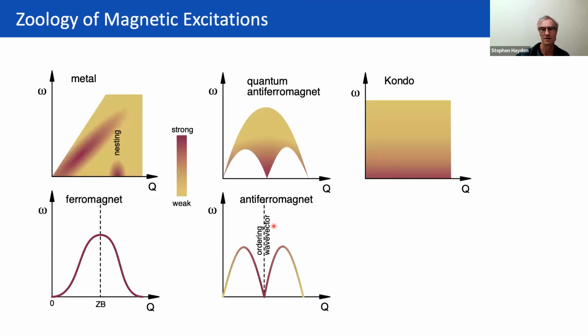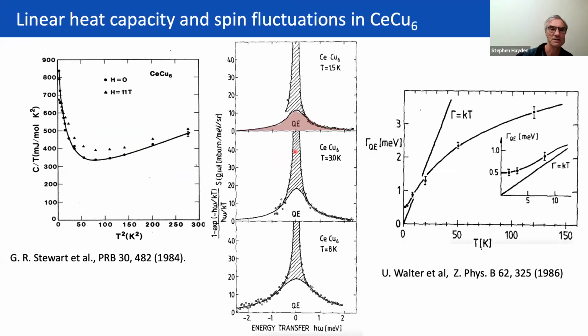I've just picked here a couple of schematic types of excitations you can get in metals, and I'd like to show you two examples. One's a Kondo system, and one is a system that may have some nesting, strontium ruthenate. These are the sort of excitations you'd expect. In a Kondo system, you'd expect excitations that don't really disperse very much. This is a classic one here, say cerium copper 6.